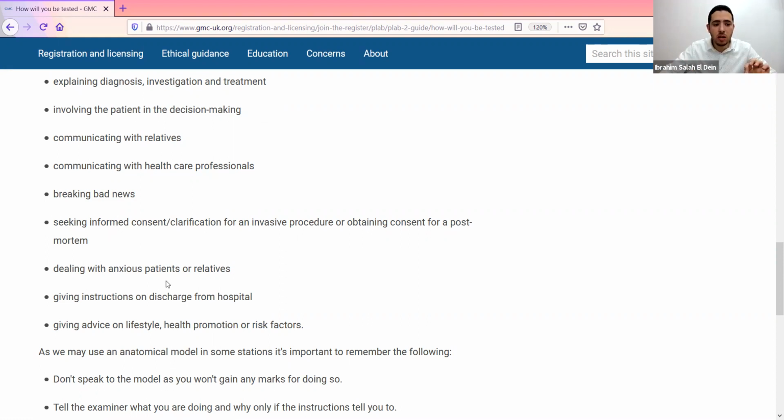Seeking informed consent, as we mentioned, dealing with an anxious patient or relative. Sometimes we have an angry patient. Sometimes medical errors occur in the hospital, so you need to deliver the exact information, the real information, to the patient. You need to tell the patient that a medical error occurred, apologize to the patient, and explain how you will fix this medical error in the future. So you need to know the approach of how to deliver this information. Giving instructions on discharge from the hospital, giving advice on lifestyle, health promotion or risk factors.